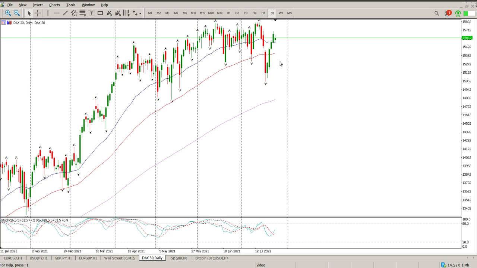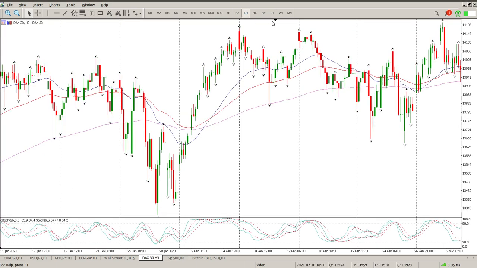But for now, looking at the daily on the DAX, you can see we formed some form of an inside bar. It's the wrong color for me to be concerned about it. Oscillators have crossed over, indicating that we're looking for another push to the upside. And nothing else that we can actually write into that.